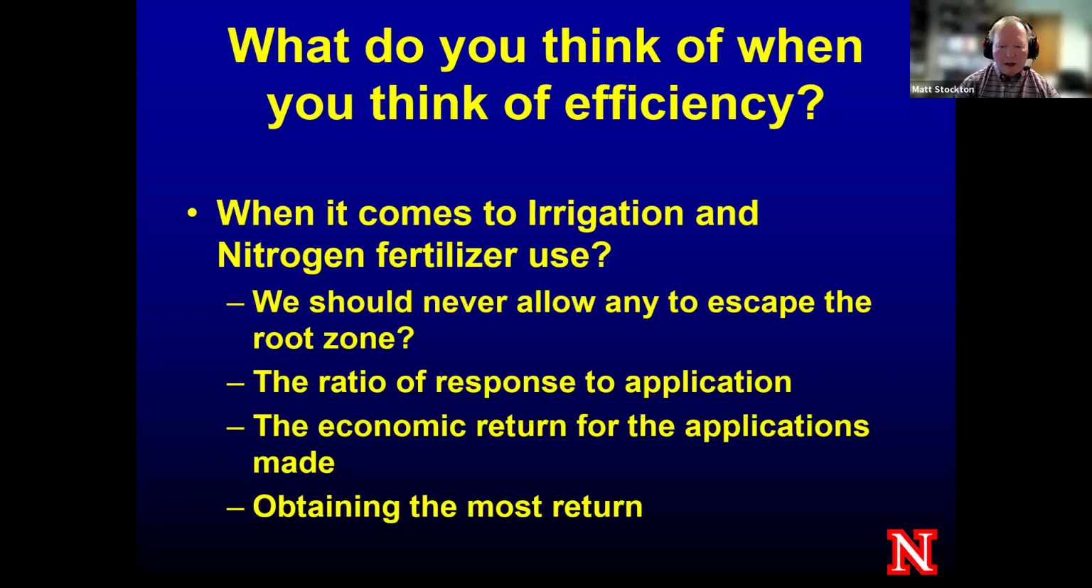So the ratio of response to application, in other words, I put on X and I get Y in response. That can be put into a ratio. That's kind of what the WNIPI ratios we're going to talk about a little later are about. The next one is the economic returns. The first one is kind of biological: I put on fertilizer, I put on water, how much yield do I get back? So what's that ratio?